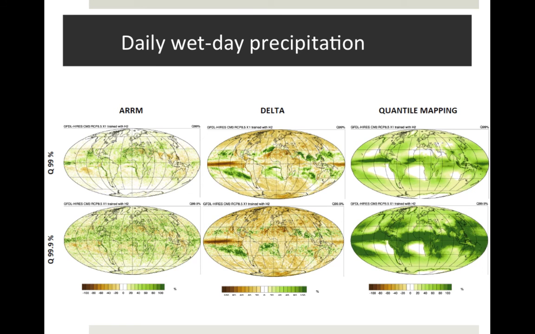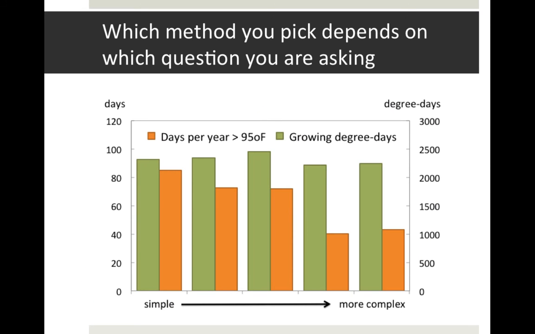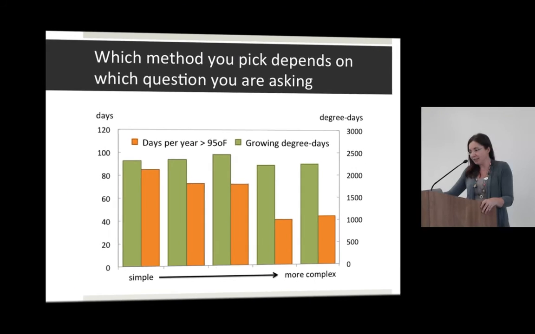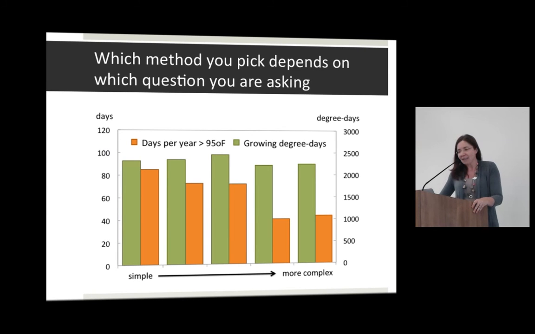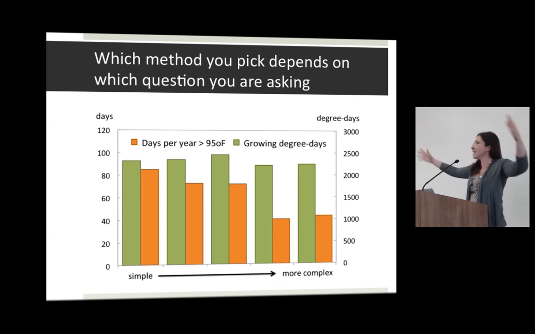So bottom line, if you look at, say, days per year over 95 degrees, this is, I think, for Atlanta, that's the red line, or the orange line, and you look at growing degree days, which is accumulated over a long period of time. And here in this figure, I used 5 different downscaling methods from simple to complex. You get the same answer from all of these methods when you look at a seasonal average. They all give you the same answer. They give you a different answer for the extremes.